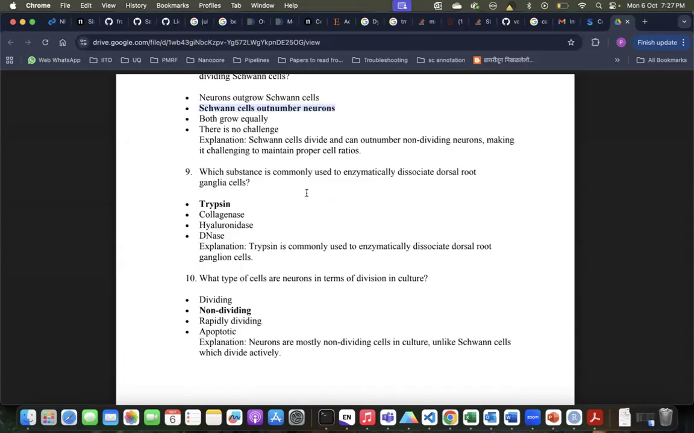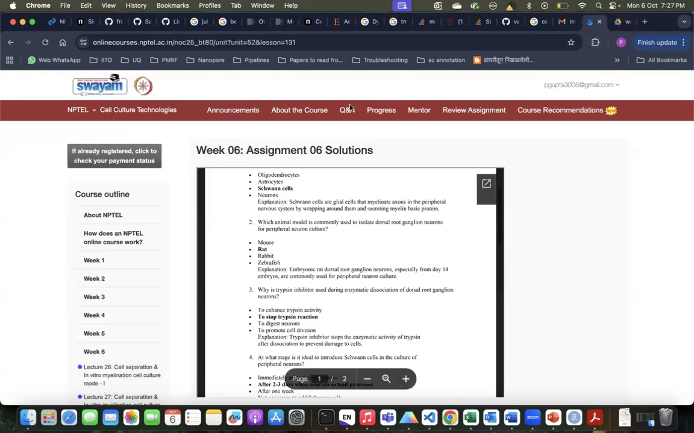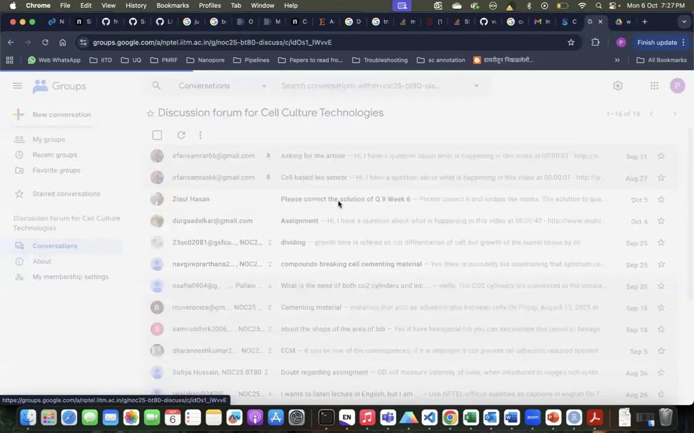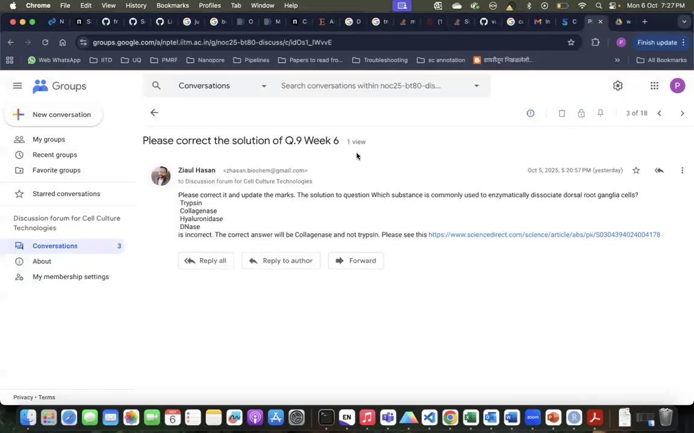Which substrate is commonly used to enzymatically dissociate the dorsal root ganglion? While in the lectures trypsin was mentioned explicitly, collagenase is also used in real settings. If any of you put collagenase as the answer, which I think somebody did, if you go to the Q&A page, somebody has asked this question. We've not heard back yet.